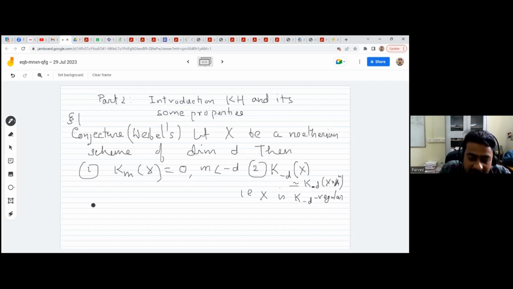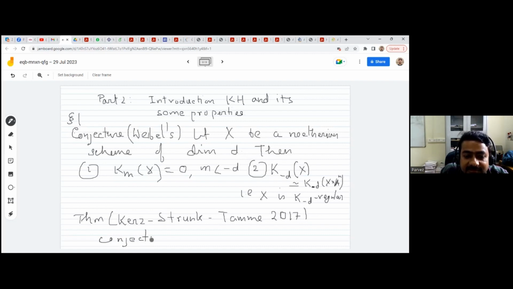Okay, so this is the conjecture, and the statement now is that it is true. This is a theorem due to Morrow, Kerz, Strunk, and Tamme. They proved it maybe in 2017, published in 2017. So it is proved in 2016-17 that the conjecture is true in that generality. So it is settled. The conjecture is true, and this problem is completely settled.